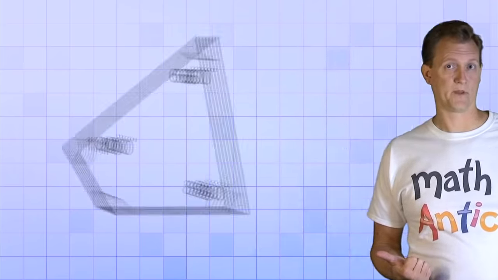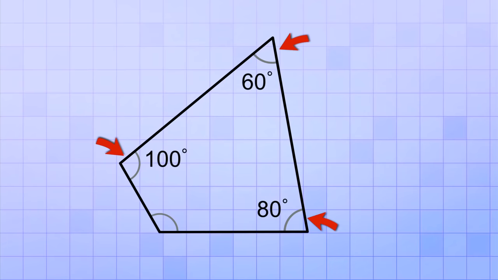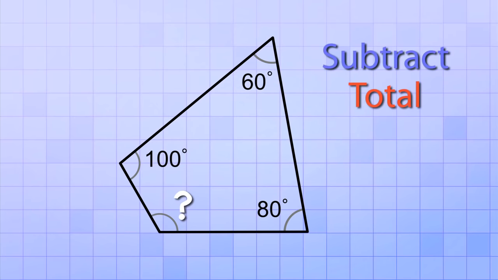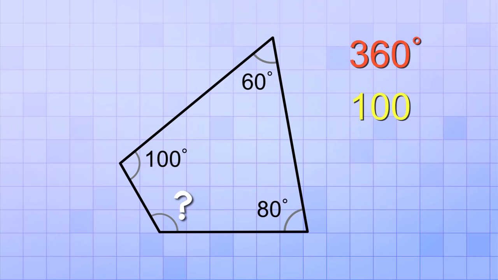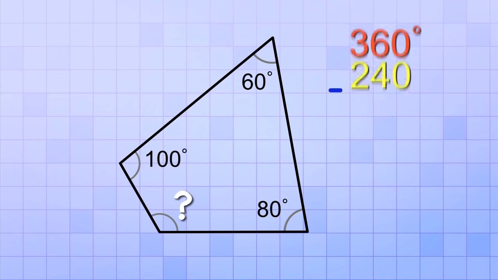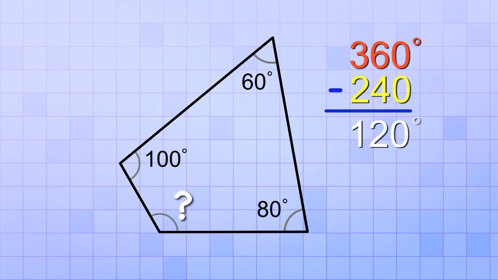Knowing that the angles of a quadrilateral add up to 360 degrees can help you solve problems like this one. For this quadrilateral, we're told what three of the angles are, but the fourth one is unknown. To find the unknown angle, all we have to do is add up the three angles that we do know, and then we subtract that from the total, which we now know is 360 degrees. So 100 plus 80 plus 60 equals 240. And then 360 minus 240 equals 120. So the unknown angle is 120 degrees.